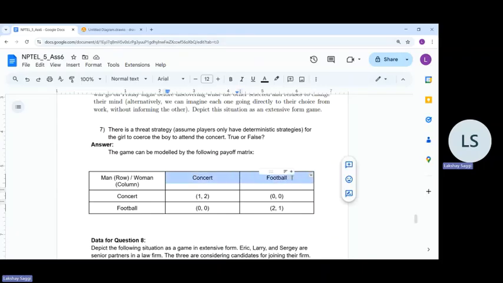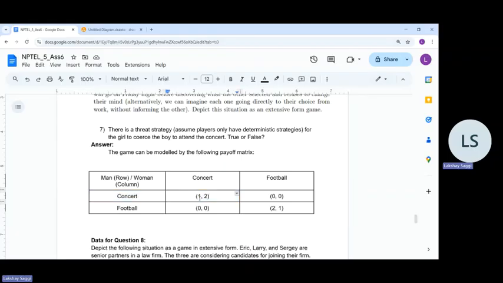Actually it can be seen that the choices of the woman are football and concert. The woman can give the threat to the man that she will be going to the concert whatever happens. If the man has to believe that threat, then the payoffs for the man are: if he goes to the concert, it's 1, and if he goes to football, it's 0. So if the woman has made a threat that I'm going to the concert, then the man will have to attend the concert anyways.